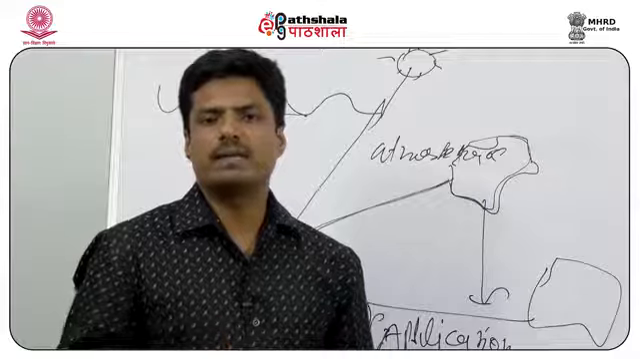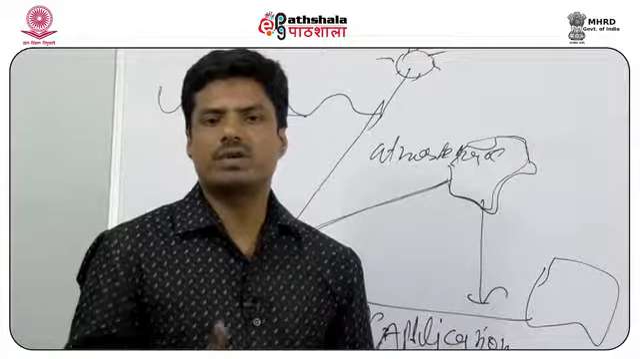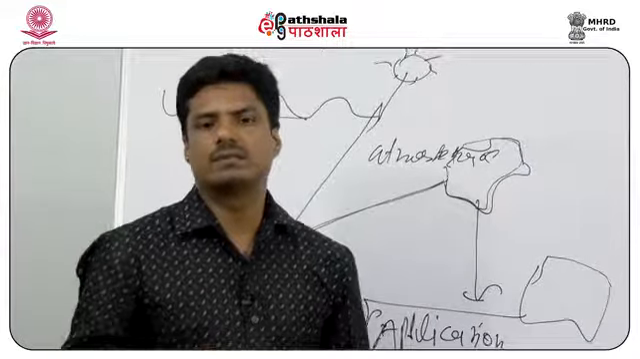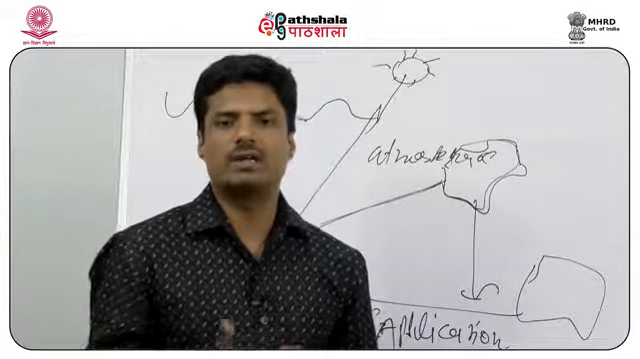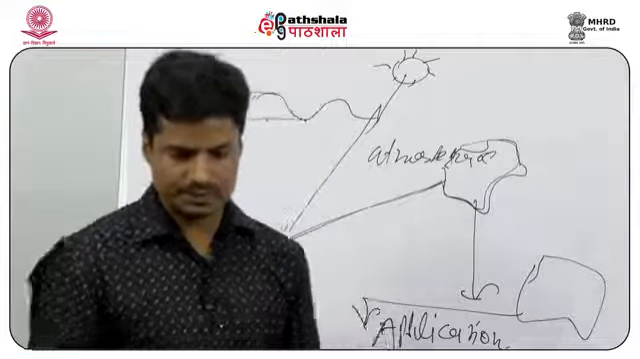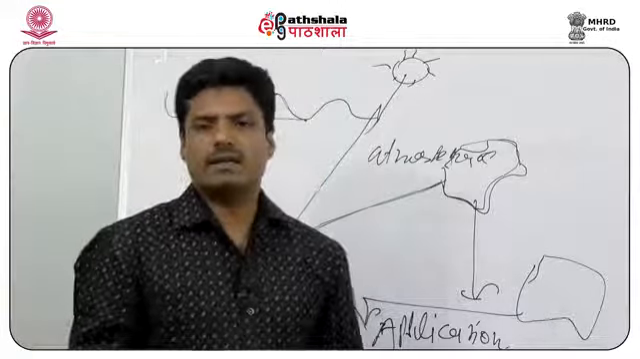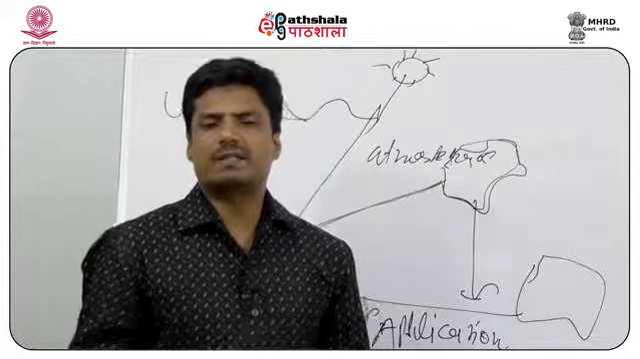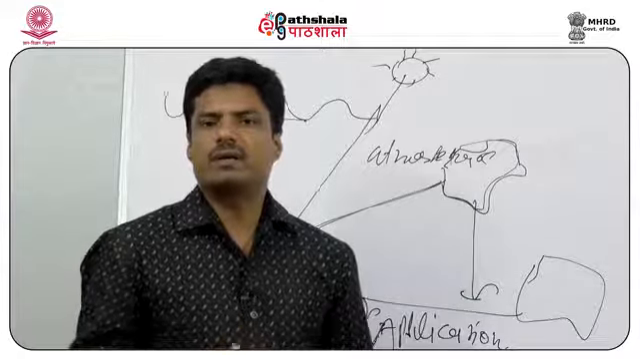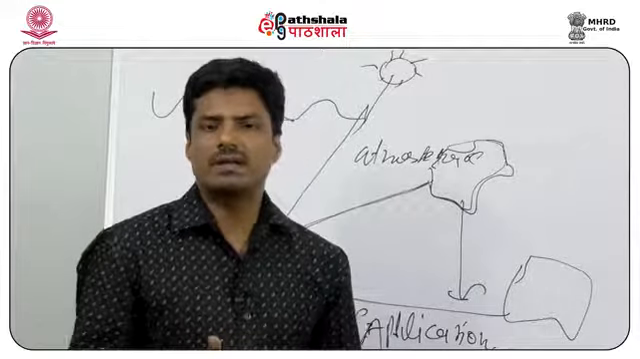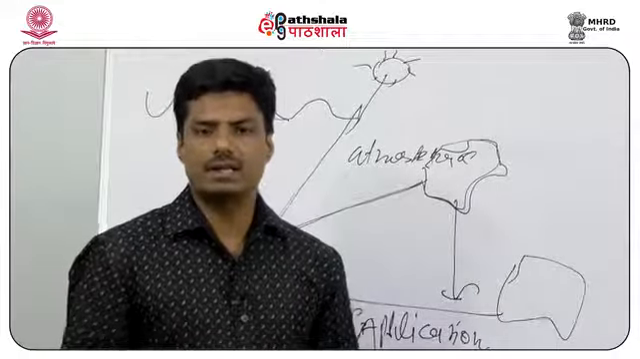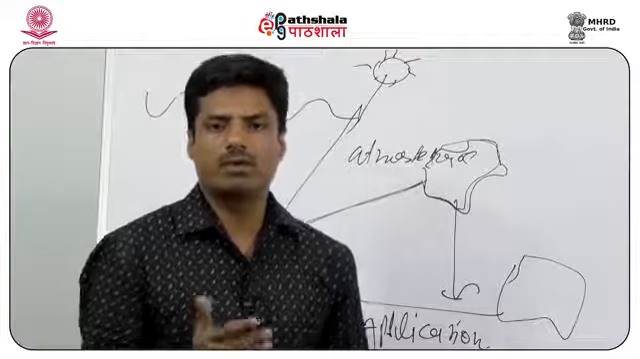Electromagnetic spectrum is a scale on which we draw the different wavelengths. The electromagnetic spectrum can be divided into different parts on the basis of wavelength and wave frequency. As I told you, there is an inverse relationship between wavelength and wave frequency.